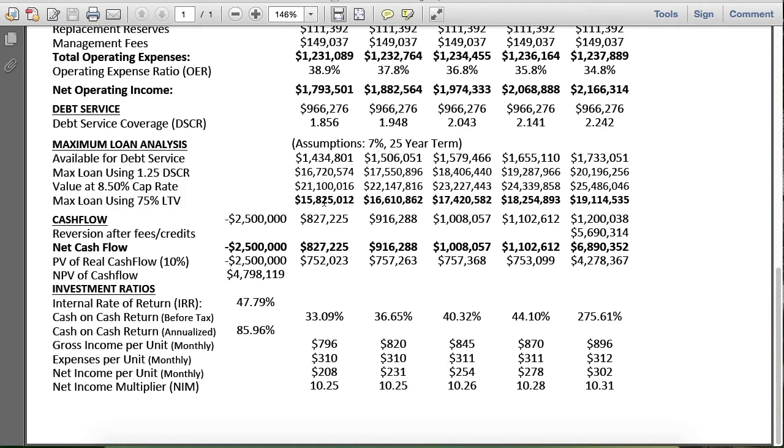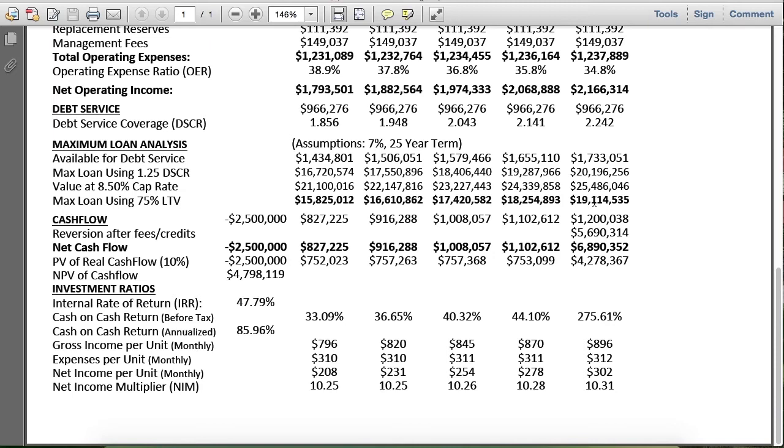Using a 75% LTV, and that's your loan to value ratio, we would be at 15.8. And all the way in year 5, you have the value at $25.4 million, being able to have a maximum loan of 20.1, and using your 75% LTV, $19.1 million.